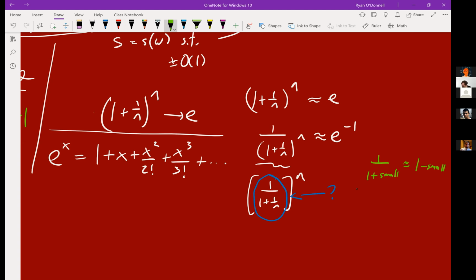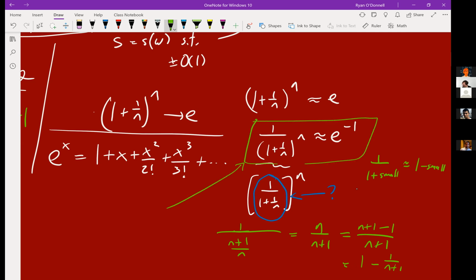Actually, I guess you could literally say, okay, this is 1 over, just clearing the denominators, (n + 1) over n, also known as n over n + 1. And if you imagine this is close to 1, it's like n + 1 minus 1 over n + 1, which is 1 minus 1 over n + 1. So indeed, from here, we have that (1 - 1/(n + 1))^n is approximately e to the -1.